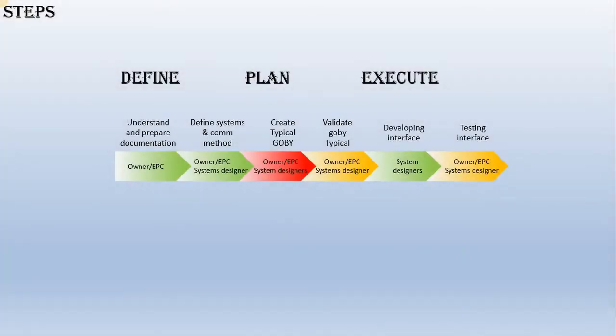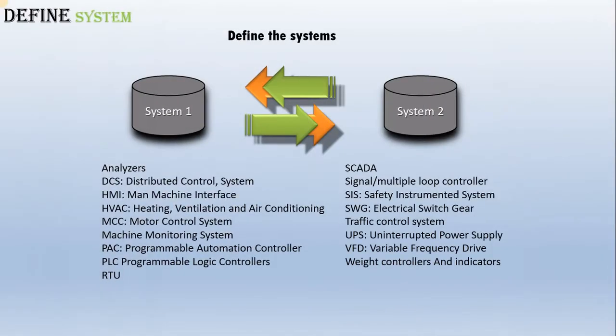So we will go through three main steps. The first one is to define, then we plan, and then we execute our project. The first thing is we will talk about defining your system, assuming you have a DCS, PLC, HVAC, UPS, weighing system, SCADA, RTUs. Those are a lot of the systems you can find today. They will talk to each other, communicate, and move data between each other.